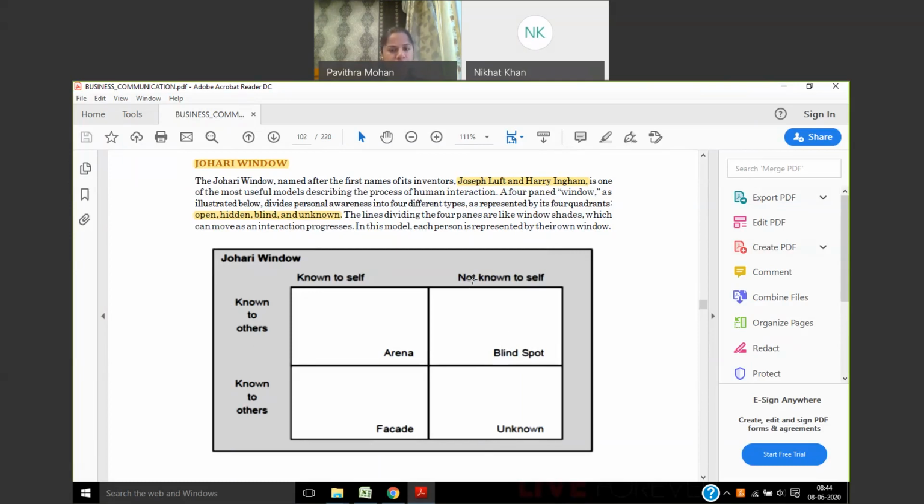Then you have not known to self, not known to others. This is called as unknown. Others also didn't know, I also didn't know, but we started interpreting, and after interpreting, we came to a decision. From here, the information will move to this quadrant. We were in this place, we started interpreting and understanding the information. Once we interpreted and understood the information, from here we move to this quadrant. In this quadrant, it is known to me also, it is known to others also. I will explain this once again.